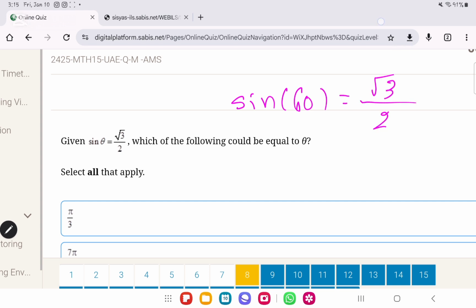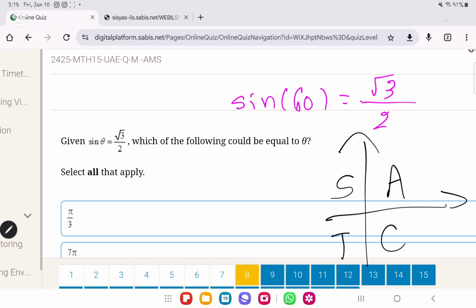Now something I did not mention last time is the table. Okay, this is the table. Here all is positive, here only sine and cosecant is positive, here only tangent and cotangent is positive, and here only cosine and secant is positive. Let us label them. Because we are dealing with a positive number, we are gonna only be doing the counterclockwise rotation, okay?